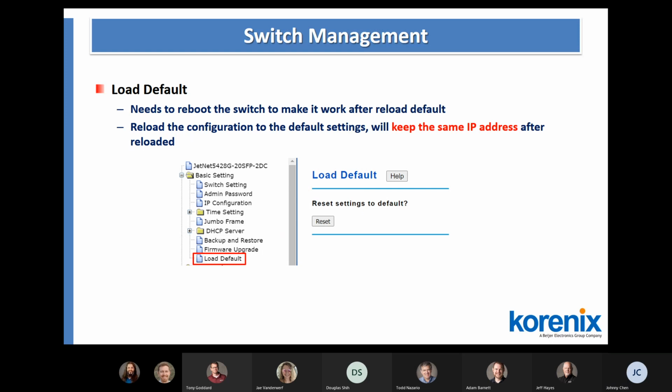Okay, so the last thing on the web interface is the load default. For the load default, you need to reboot the switch after you reset the settings to the default. It only takes effect after you reboot the switch, and you have to remember that the load default function will keep the same IP address after you reload it. It won't change. It will reset all the configuration to the default settings, but it will keep the same IP address after reloading.